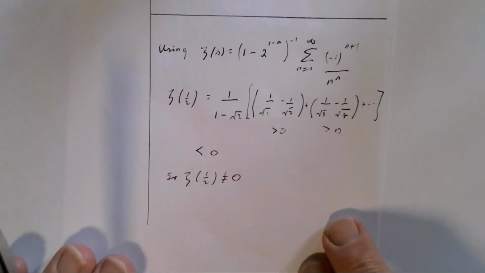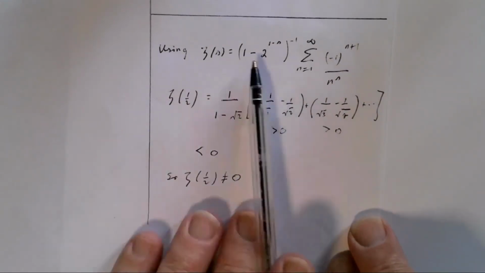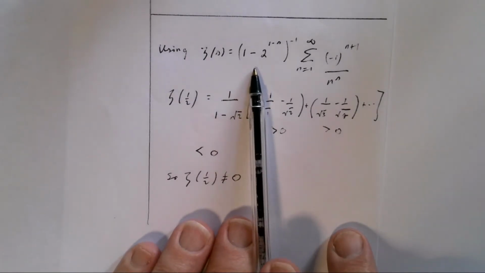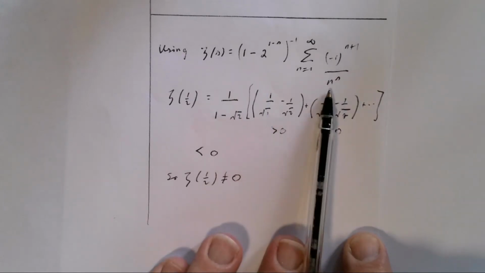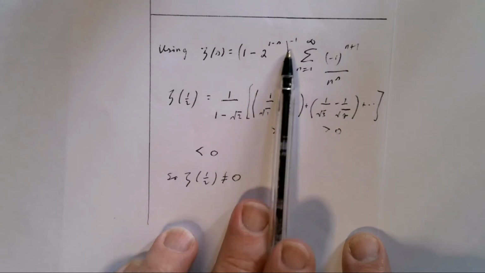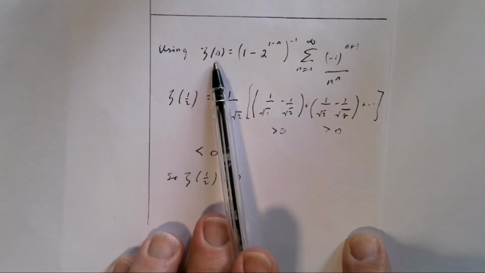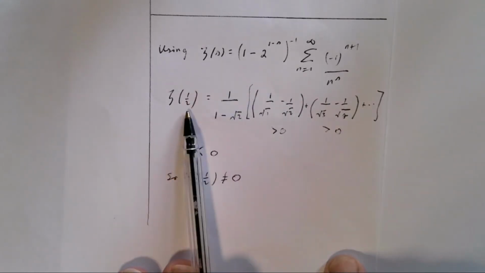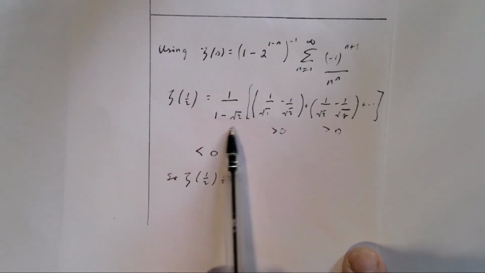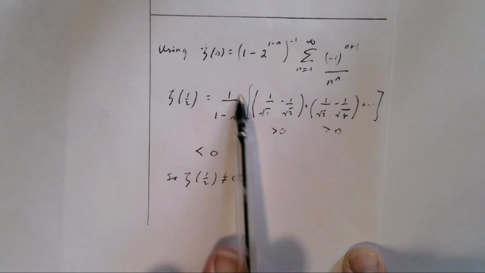I'm going to use this formula we saw before. This was one of the analytic continuations of zeta we saw before, using this alternating zeta function here, and we saw there was a factor of 1 minus 2 to the 1 minus s inverse out the front connecting the two. So if I plug in 1/2, then this factor at the beginning just becomes 1 on 1 minus root 2, which by the way note is negative.